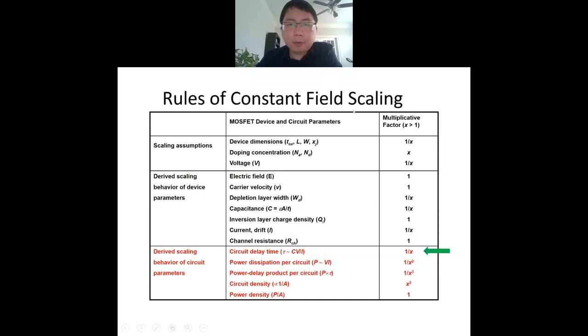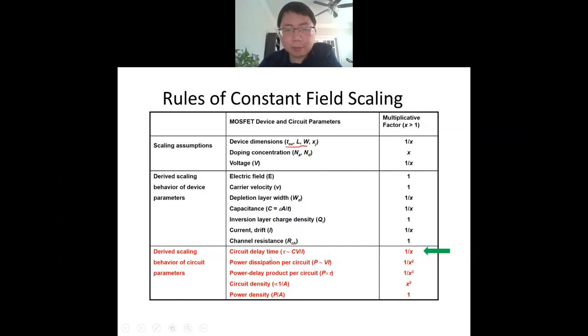We can summarize that into this table. So here, this is the assumption, and all the dimensions TOX, L, W, and XJ, we didn't talk about that. That is the junction depth. So we will ignore that for now because the most important thing is the first three dimensions. And then doping concentration increases and the voltage decreases. So those are the assumptions, and they can derive some of the device transistor level parameters, like the field and the capacitance and the drift current and so on. I will skip that. We can directly jump to the circuit performance as we derived.